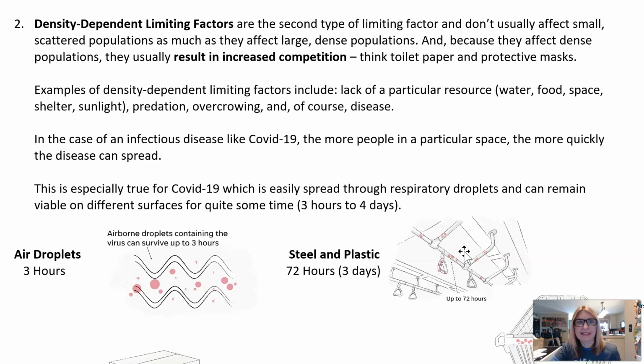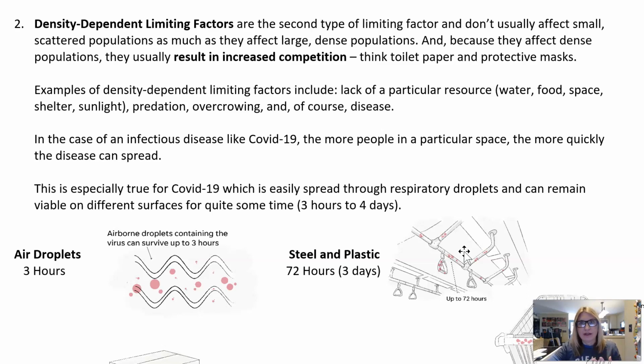So examples of density-dependent limiting factors include lack of a particular resource, so food, water, space, shelter, sunlight, toilet paper, predation, overcrowding, and of course disease. And that's what we're going to talk about because this is COVID biology. So in the case of an infectious disease like COVID-19, the more people that are in a particular space, the more quickly the disease is going to spread.